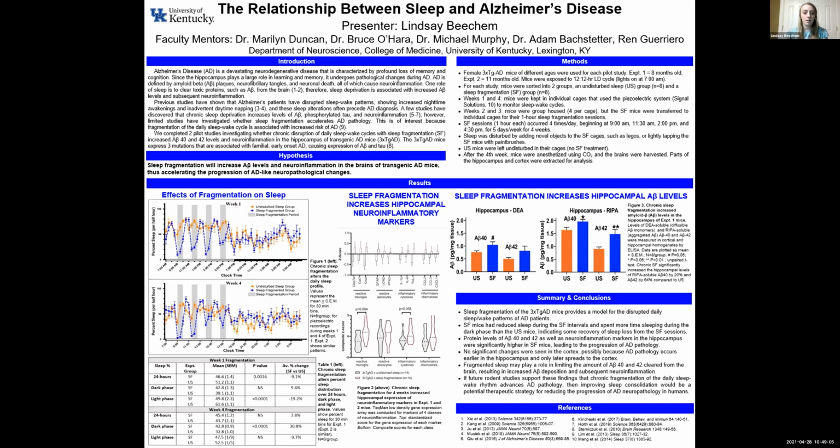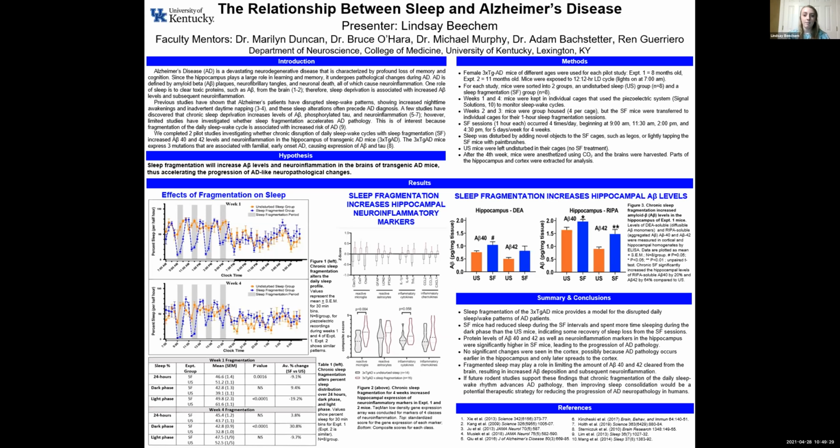What's really interesting is by week 4, we start to see the sleep fragmented group kind of making up or trying to recover some of that lost sleep that we're imposing on them by sleeping a little bit more in between those fragmentation periods, and also sleeping a little bit more at night when mice tend to be more awake. So they're kind of trying to recover that lost sleep that we're inducing with our protocol.